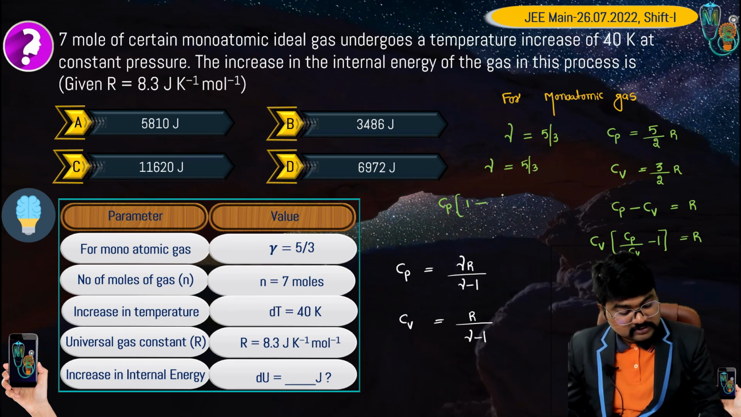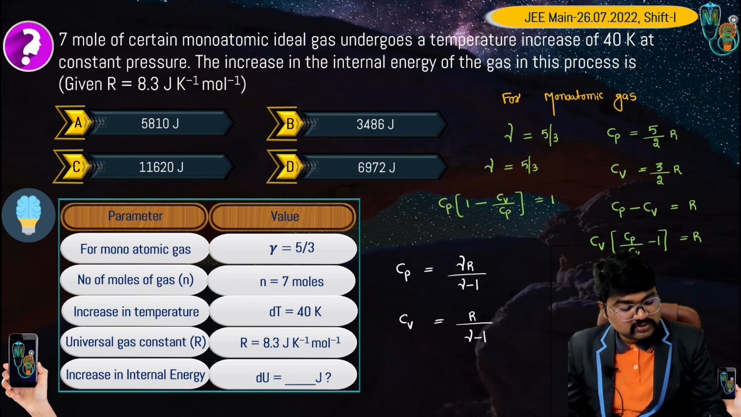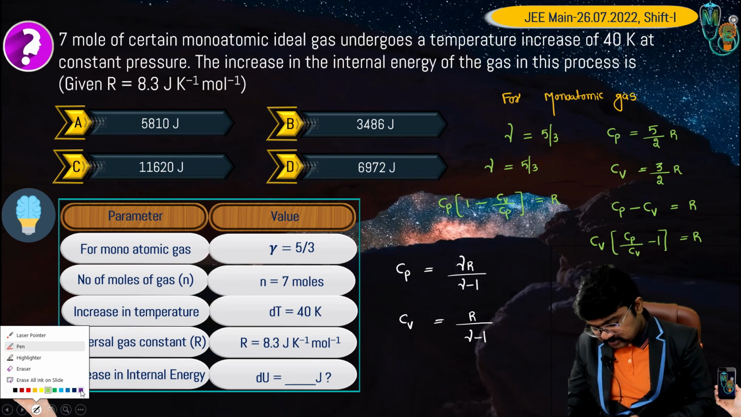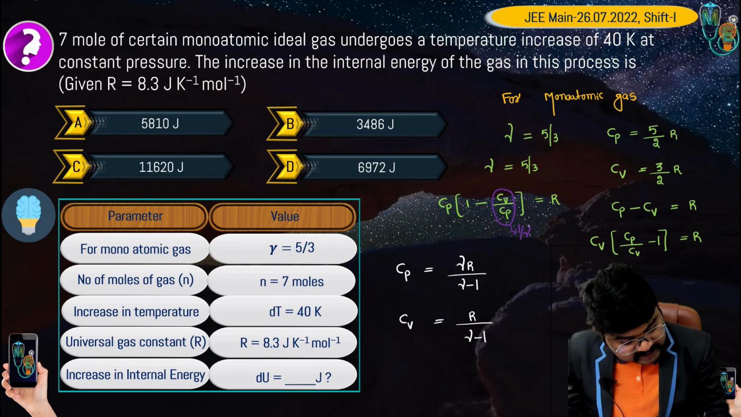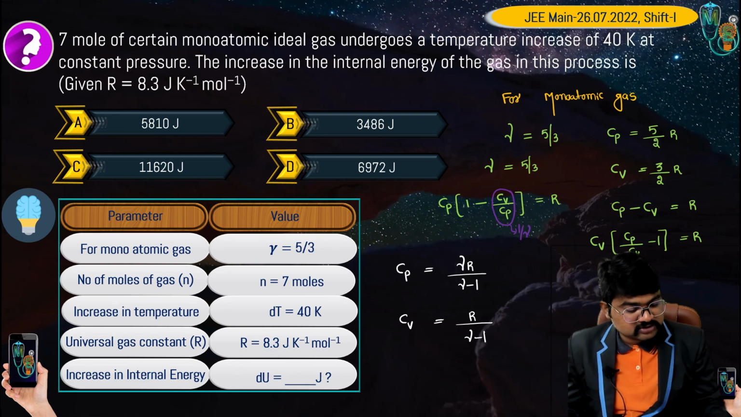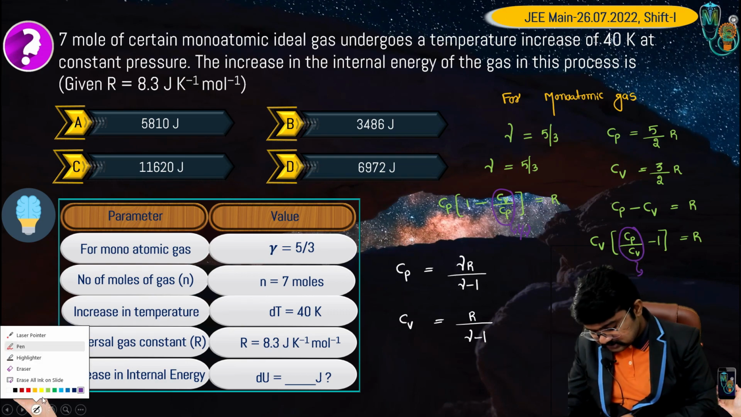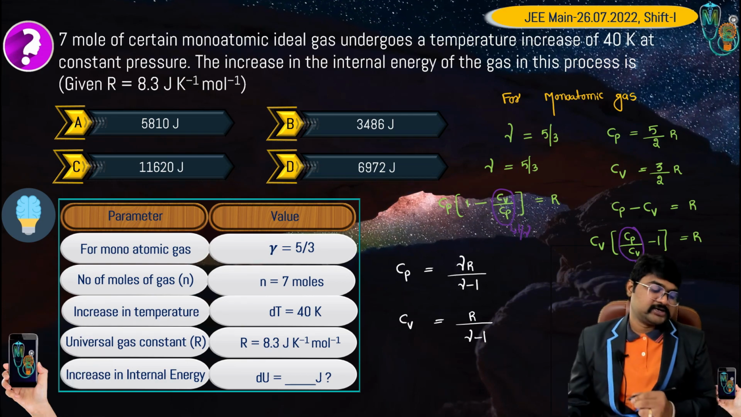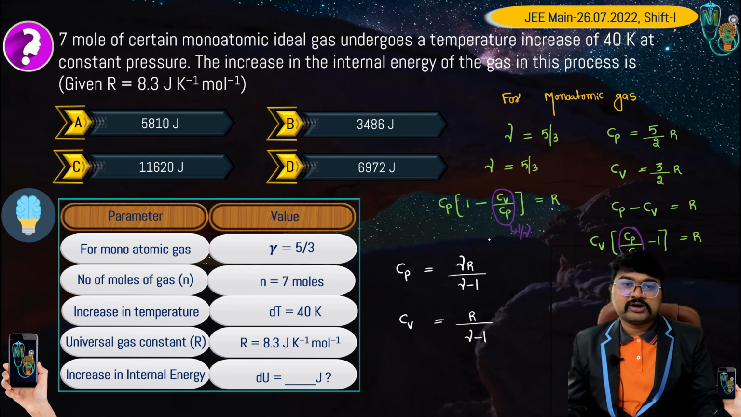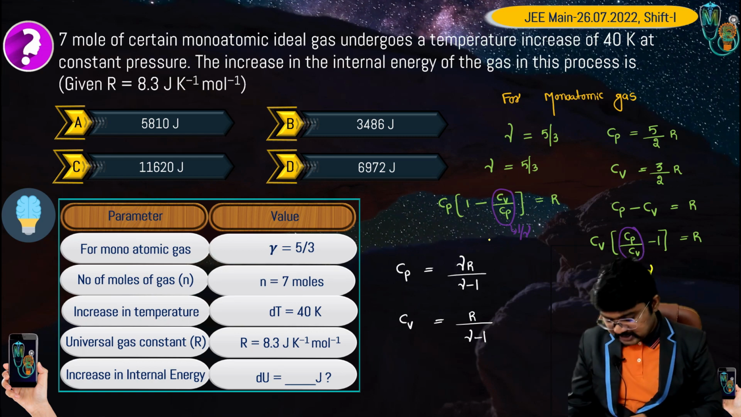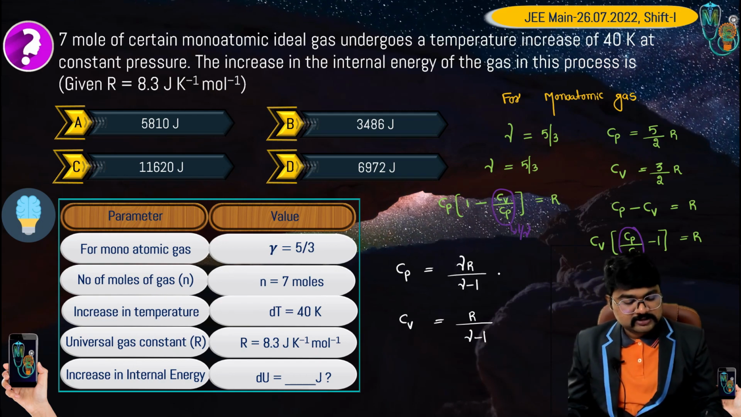It is very simple to prove this. You can also take Cp common: Cp times (1 minus Cv by Cp), that is 1 minus 1 by gamma, equal to R. Then you will be getting Cp equal to gamma R by gamma minus 1. Understood? Now if you substitute gamma equal to 5 by 3, straight away you will be getting, here it is what?